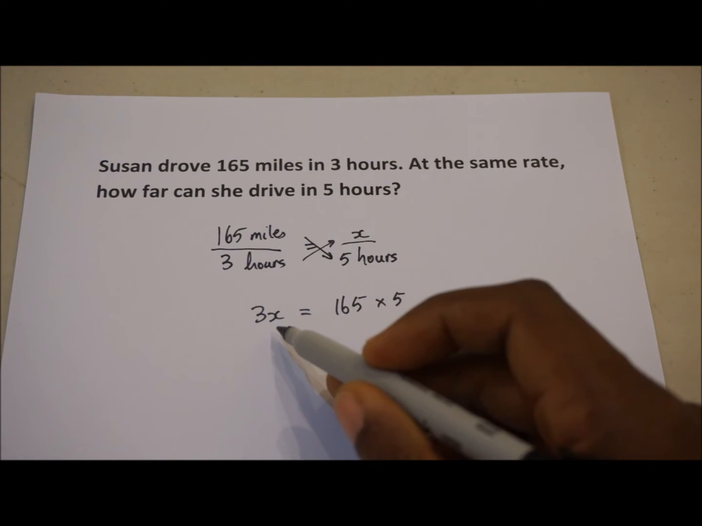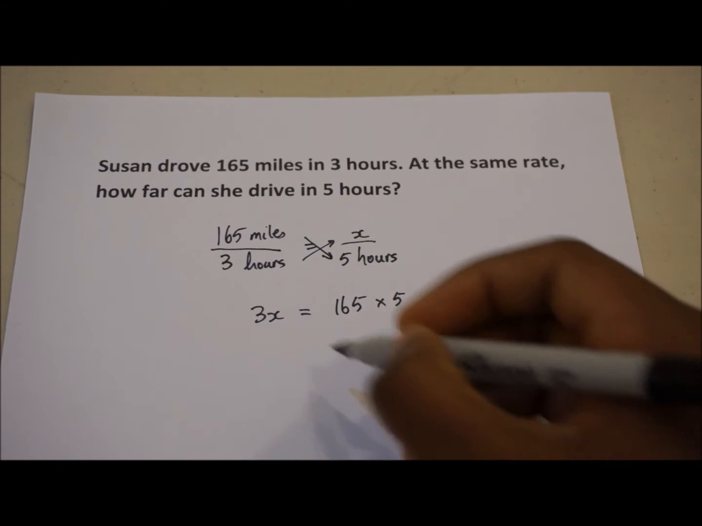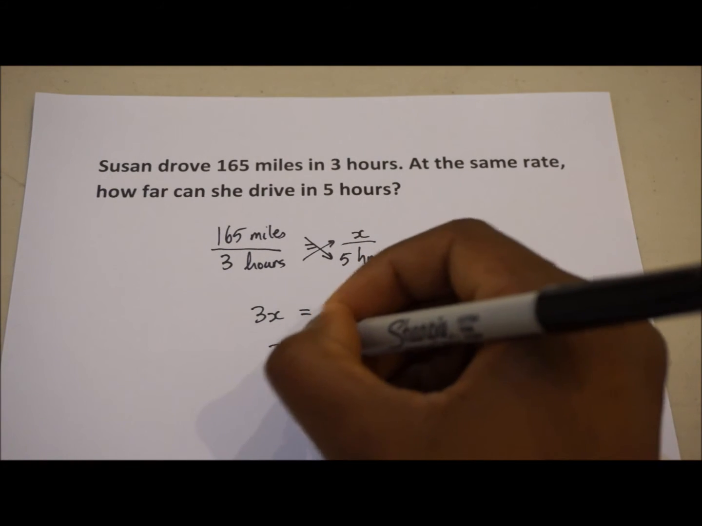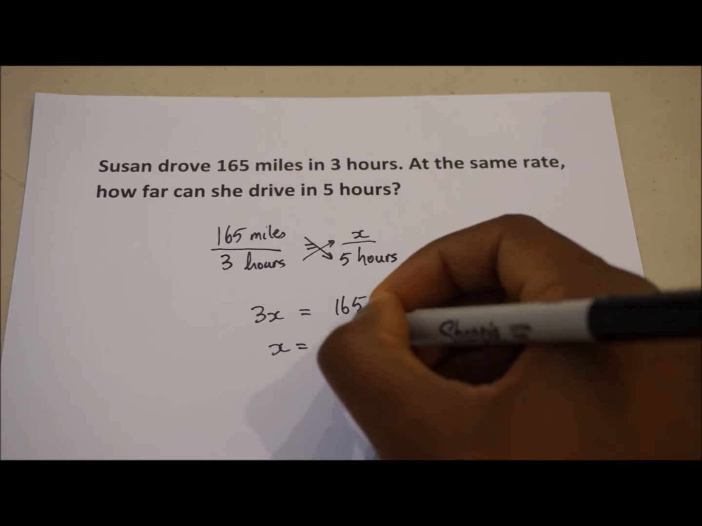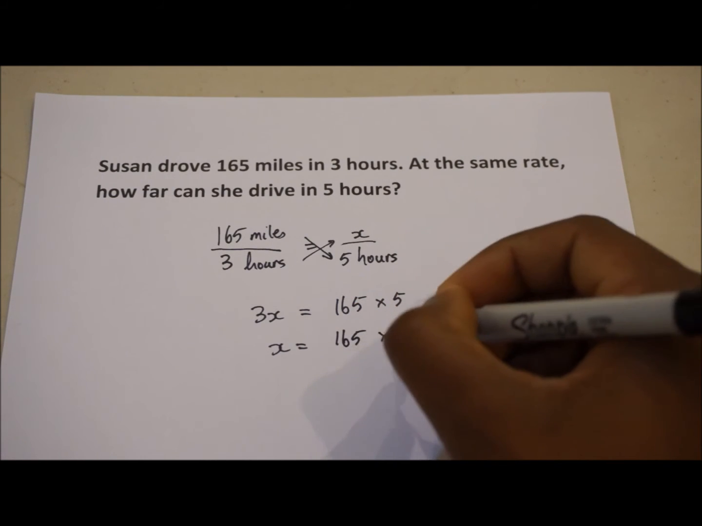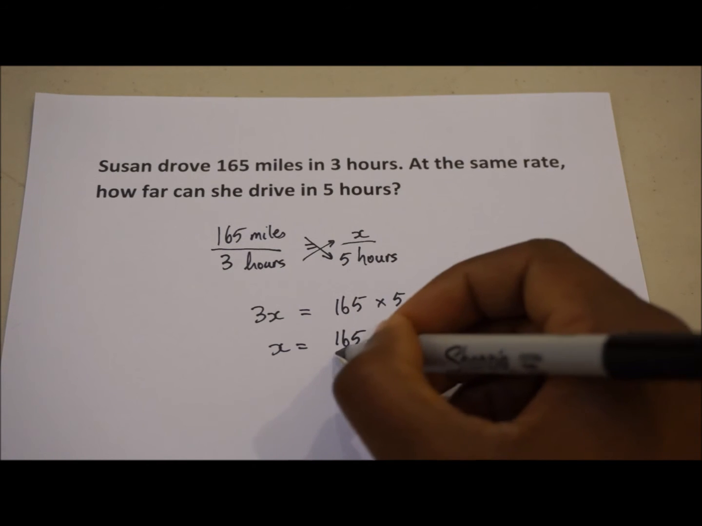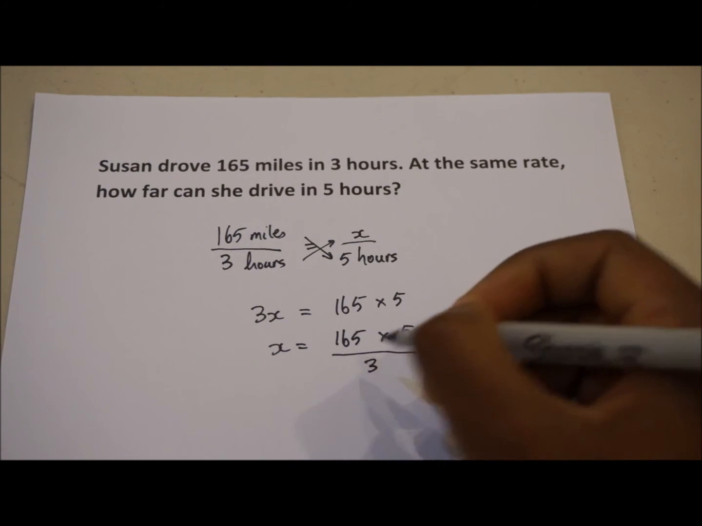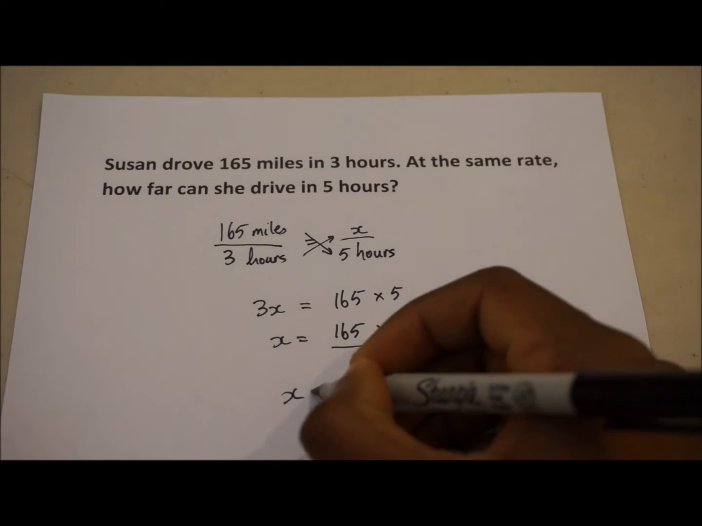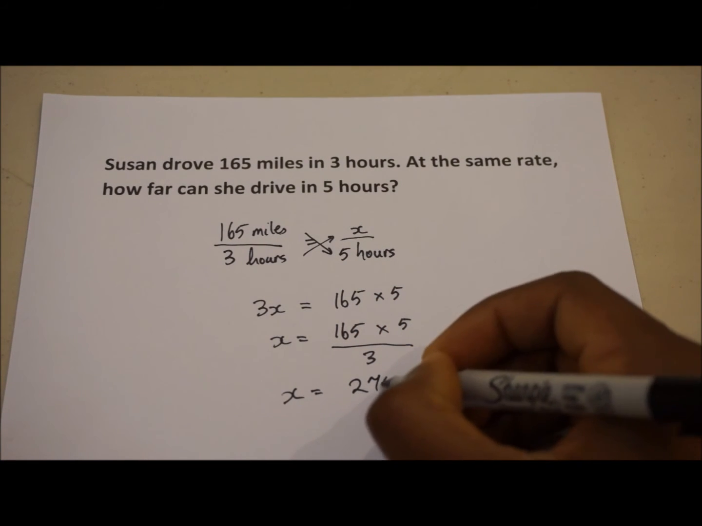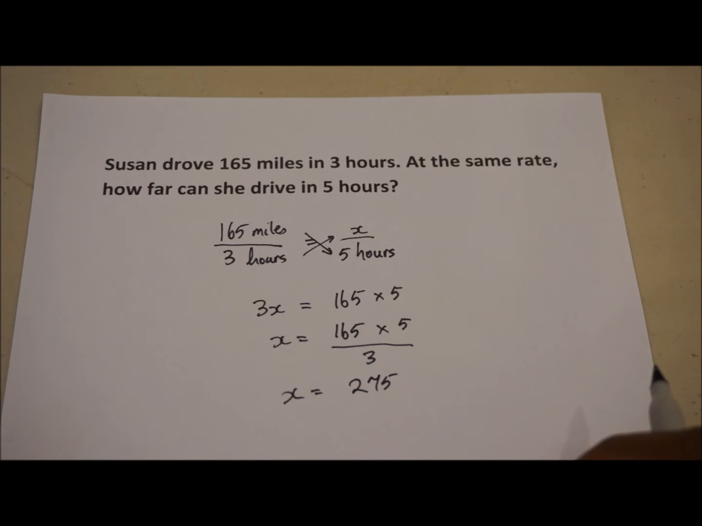Remember again, we need to divide by 3 on both sides. Therefore, X is equal to 165 times 5 divided by 3. Therefore, X is 275. Therefore, she drove 275 miles in 5 hours.